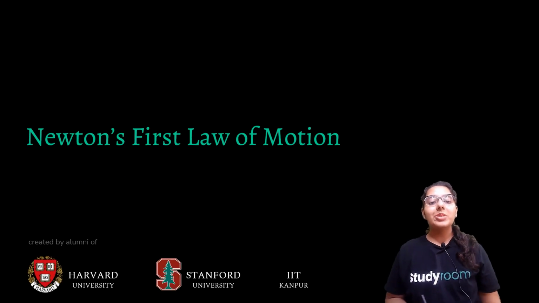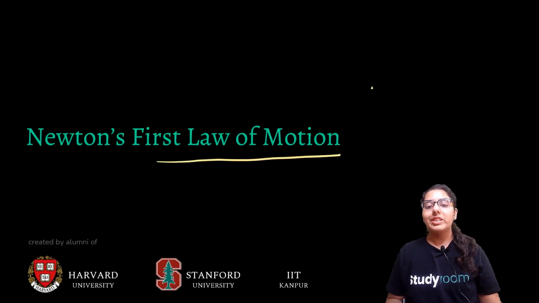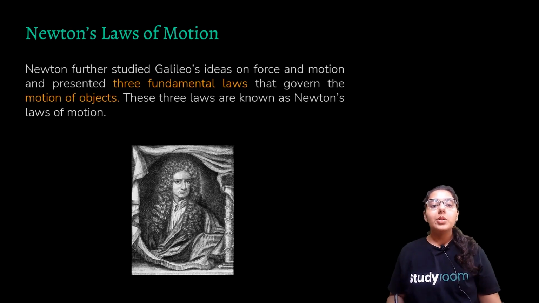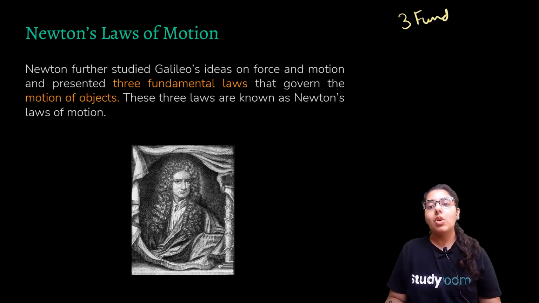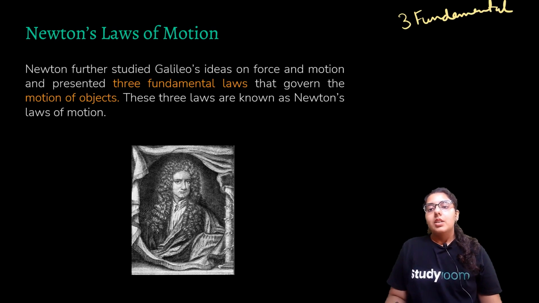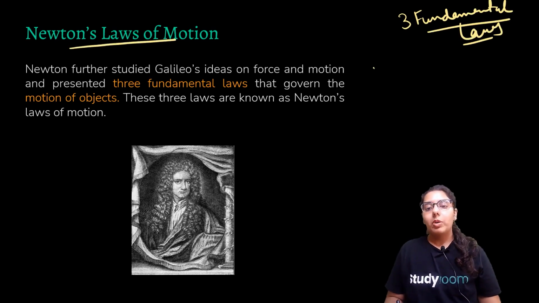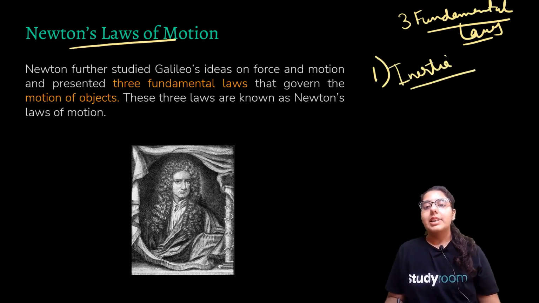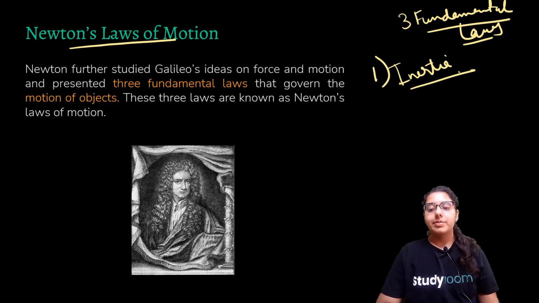So let's study Newton's first law of motion. Let's get started. Newton further studied Galileo's ideas on forces and motion and presented 3 fundamental laws of motion. And one of them is Newton's first law. So what is Newton's first law about? The first law is about inertia. A body tends to remain at rest if it is at rest, and it tends to remain moving if it is moving, right?